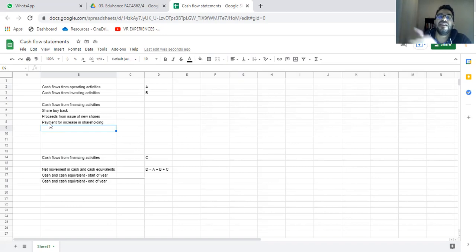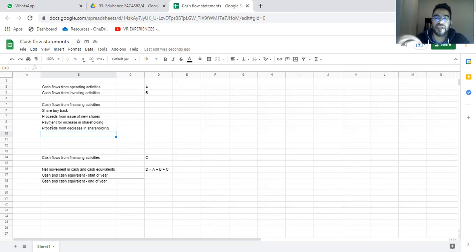So if you decreased your shareholding, that means you sold a portion. So what would it mean? You would have made money. So you would say proceeds from decrease in shareholding. Okay, so just take note of that. So that is basically typical equity numbers. Okay, increase in shareholding, decrease in shareholding.